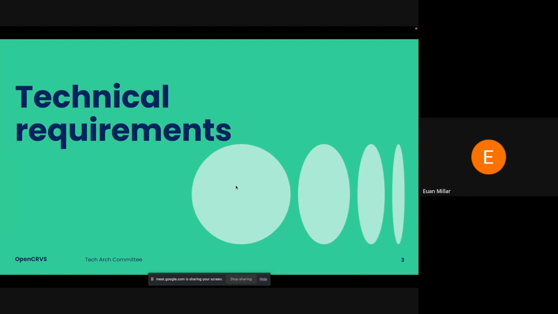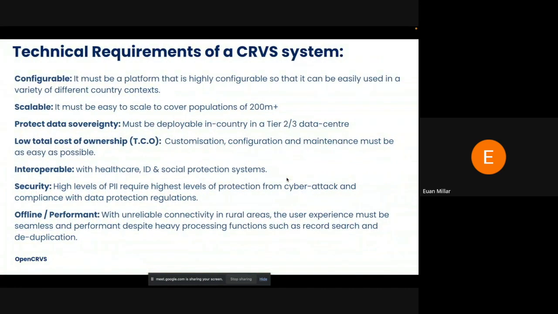So I'll be discussing, first of all, what are the technical requirements of a civil registration system? Well, first of all, it must be configurable because it's going to be used in a variety of different countries. It has to be scalable because it needs to cover countries with all sorts of population sizes, up to 200 million people plus, and that would apply to any kind of medium-sized large country of 50 million plus. It has to be scalable to cover your entire population.